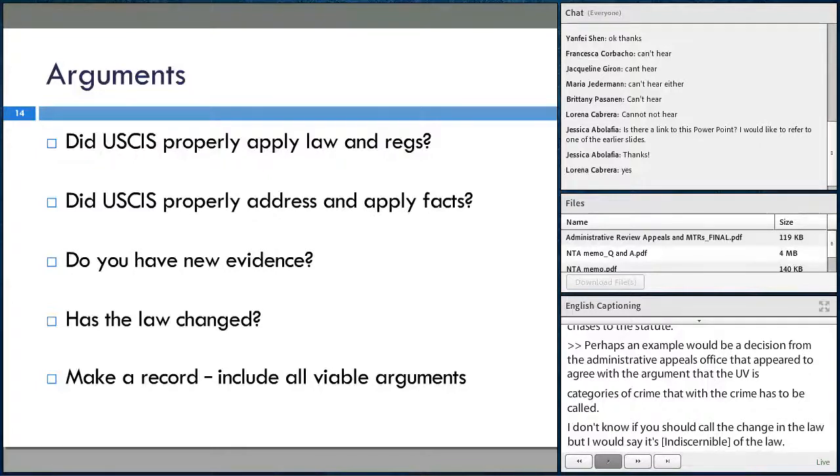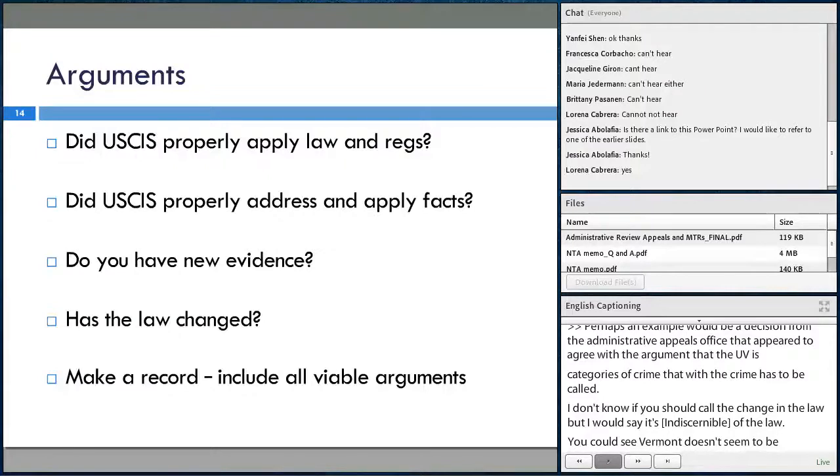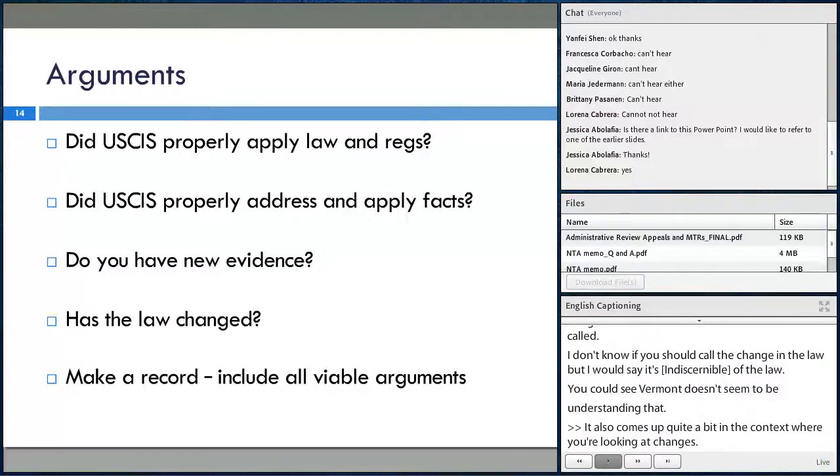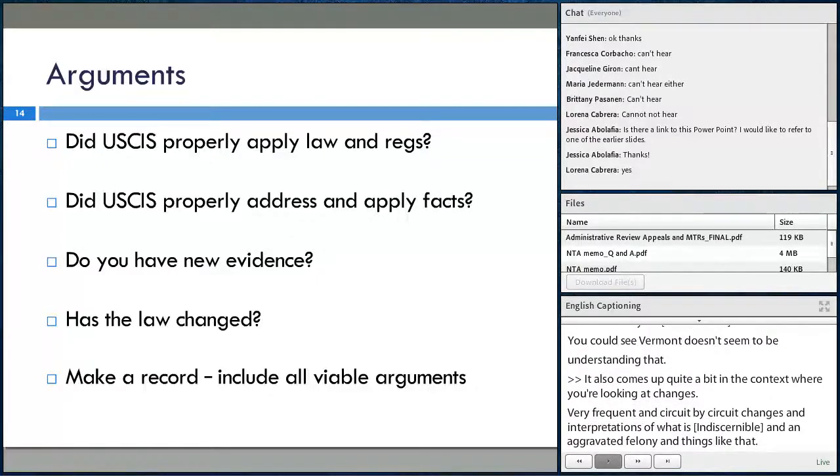Yeah. And I think it also comes up quite a bit in the CRIM-IM context, where you're looking at very frequent and circuit-by-circuit changes in interpretations of what's a CIMT, what's an aggravated felony, and things like that. So where the applicability of that, especially for U visas, would be, as most of you know, you can't appeal the discretionary denial of a U visa waiver to the AAO, but you can appeal the misapplication of the law on whether a ground of inadmissibility has been triggered.